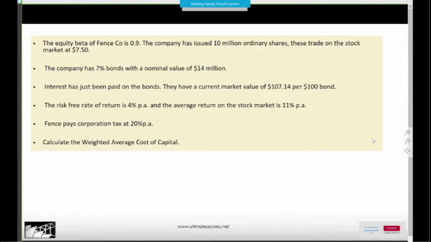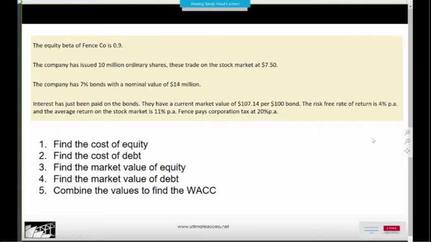They're trading at 107.14. We've got a risk-free rate of 4%. We've got an average stock market return of 11%, and we pay corporation tax of 20%. We've got all the facts that we need to work out the weighted average cost of capital. We have to use the CAPM approach because we're not given any information about dividends. So we find the cost of equity, then we find the cost of debt, we find the market value of equity, we find the market value of debt, and then we combine them.